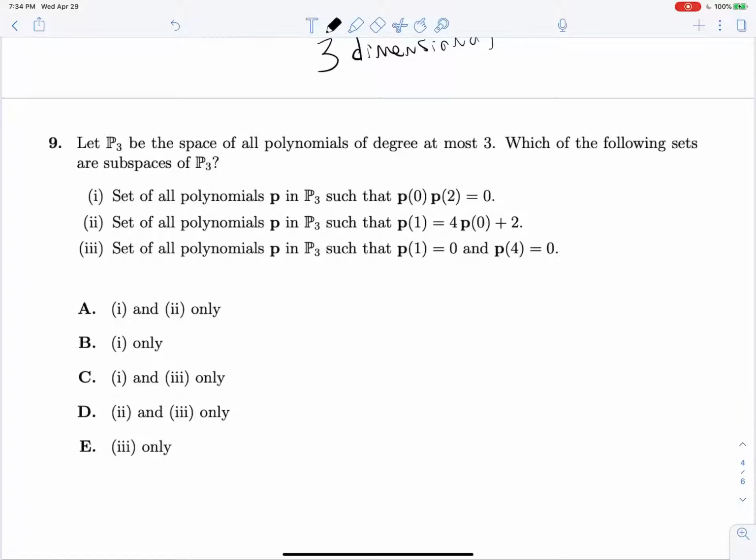Well, does the 0 polynomial evaluated at 0 times the 0 polynomial evaluated at 2 equal 0? Well, that's just 0 times 0 equals 0. That's true. So this one includes the 0 polynomial. Is it closed under vector addition? Well, here's the kicker. Actually, we'll come right back to that. Is it closed under scalar multiplication?